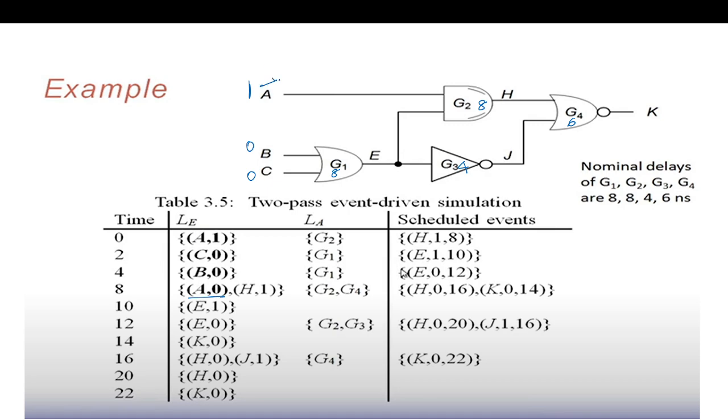And now if A is changed to 0, with these initial values, if we evaluate, it's 0 0 0, and the output is 0. This is 1. So now if A is changed to 0, we have to evaluate this H. Along with this, we have to schedule with the time. Once we schedule the event, we have to schedule with the time. We look at gate G2, which is going to give the output H, and the input is 1, and the time is 8. So H we are scheduling, input is 1 and 8. Similarly, we have to schedule for E, which has a delay of 10.